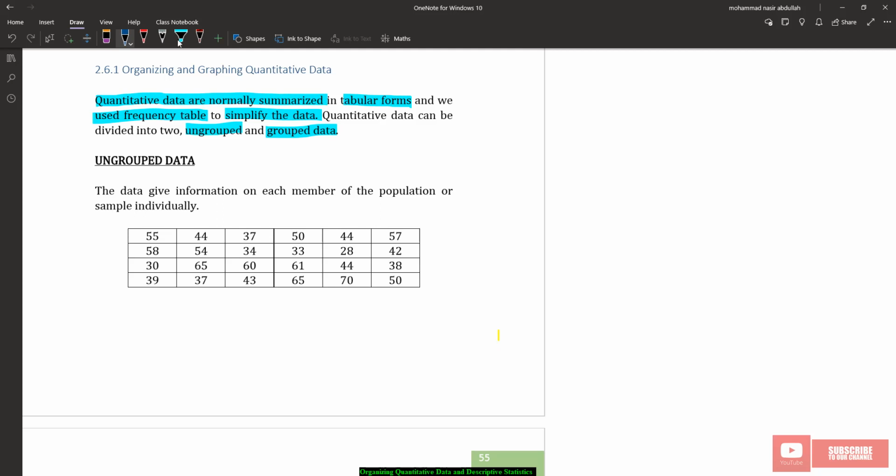Ungrouped data, for example, is data that is not in groups. It's spread data. So we have 55, 44, 37, 50. It's not in grouped form. The data gives information on each member of the population or sample individually.